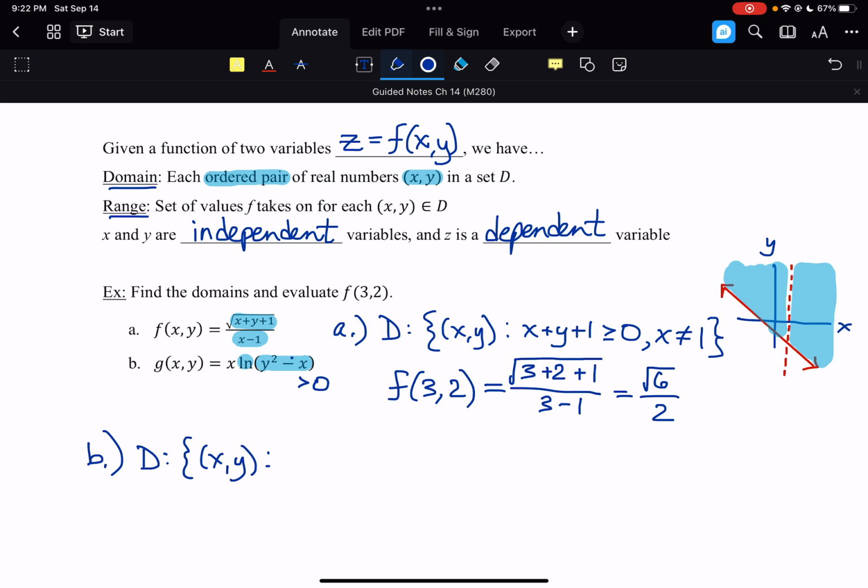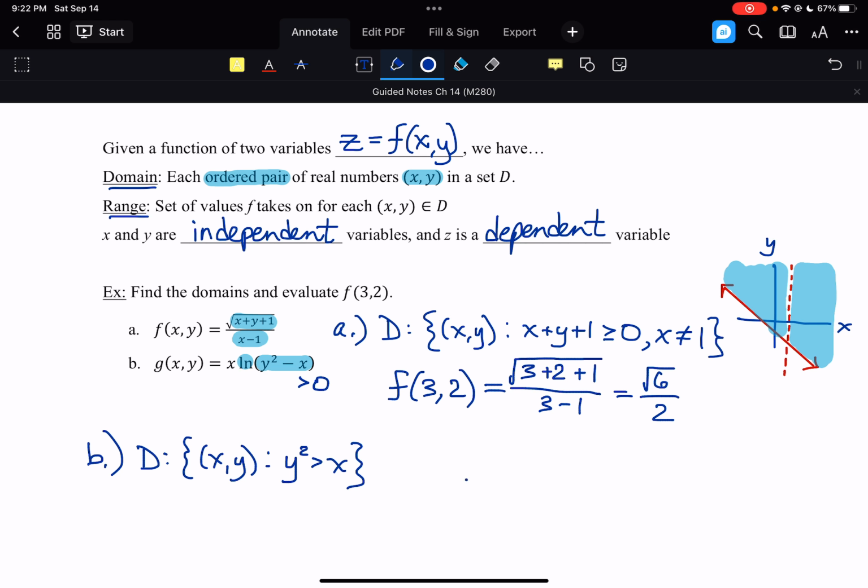If we just move the x to the other side, that tells us y squared must be greater than x. And that's our only condition. So as long as this condition is satisfied, then we have a valid input for this function of two variables.